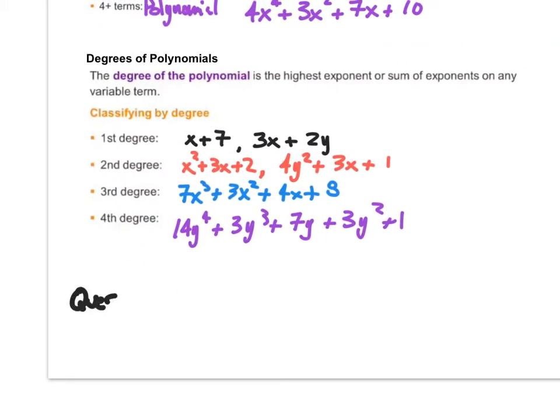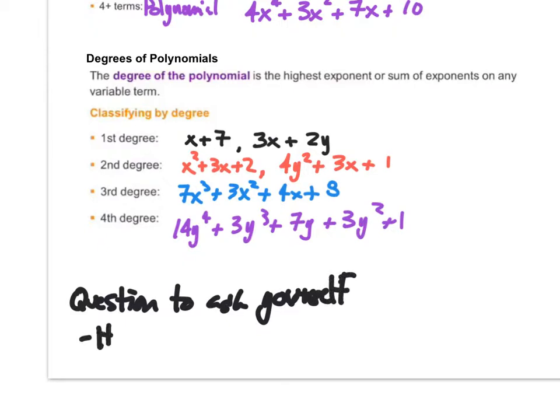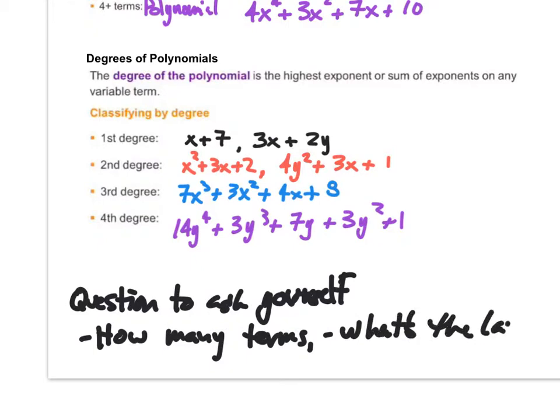So a question to ask yourself is how many terms, and what's the largest exponent? That's what we're looking for.